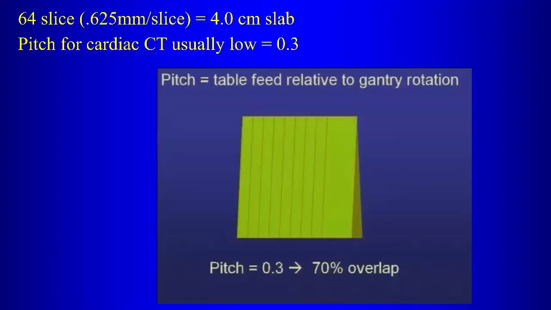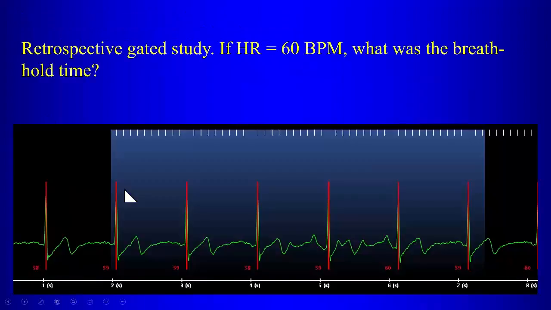And that's what gives you enough redundant data when you're doing retrospective gated CT. So this is an image that you also generate when you're doing cardiac CT. It's telling you when the X-ray tube was on here, and then here you're looking at the ECG. So if I tell you that it is retrospective gated, you can see that the X-ray tube was on for the whole scan. If the heart rate is 60 beats per minute, what was the breath hold time?